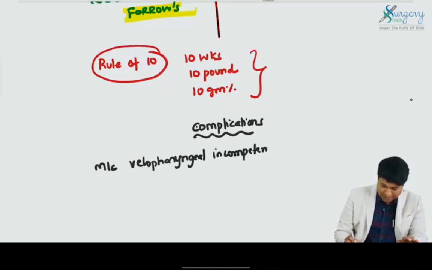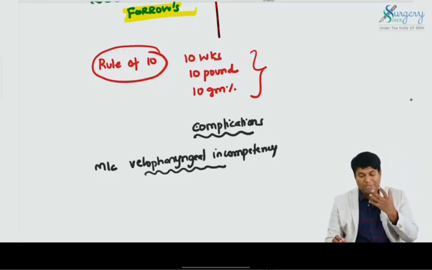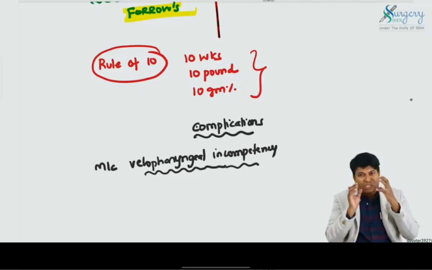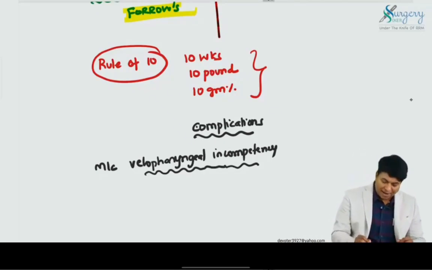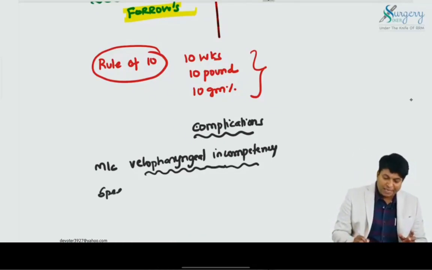The most common complication is velopharyngeal incompetency. The patient is unable to speak properly. They will have a nasal twang in the speech. They will have speech problems, hearing problems.